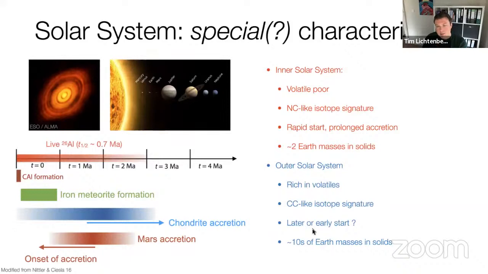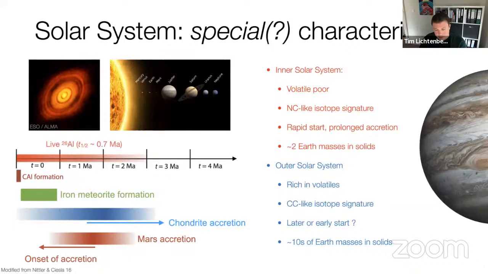But there have been suggestions that the outer solar system, in fact, formed earlier. So we will look at this. In addition, there's much more mass in the outer solar system, tens of Earth masses in solids, mostly dominated by the core of Jupiter.